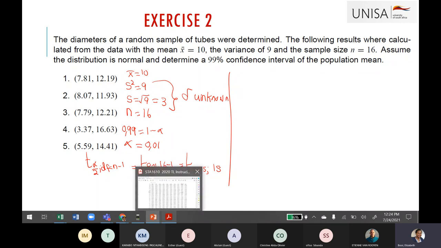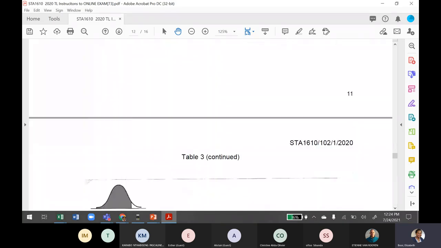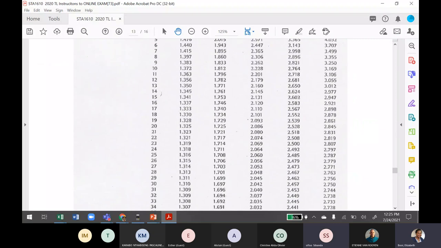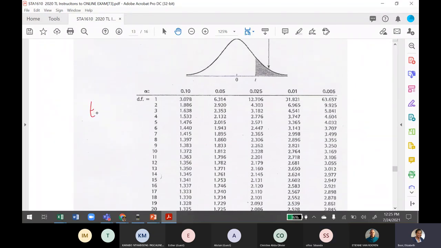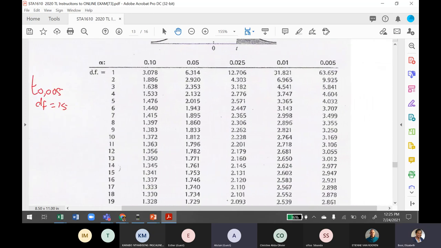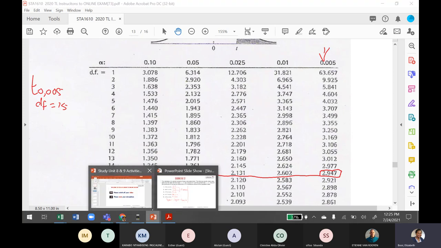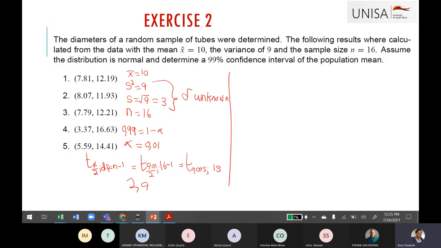Now we need to go to the T table, not the Z table, because we're using T. We go to the T table, we're looking for T of 0,005 and the degrees of freedom of 15. 0,005 is the last column. It's 2.947, and that is the value we're looking for. 2.947 is our critical value.